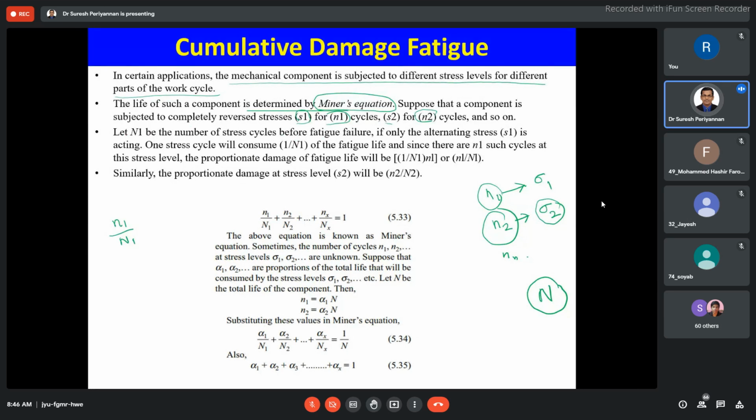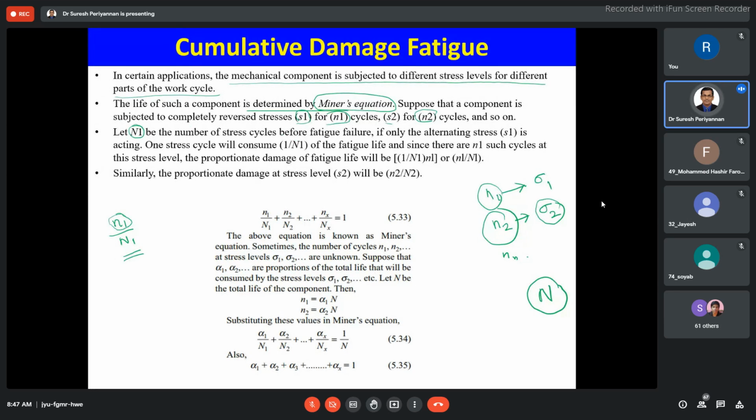Let capital N1 be the number of stress cycles before fatigue failure. Before fatigue failure means fatigue life. Before fatigue failure, we are considering N1 cycles while the stress amplitude sigma 1 is acting. Then the fatigue life corresponding to the stress amplitude sigma 1 is n1 divided by capital N1.